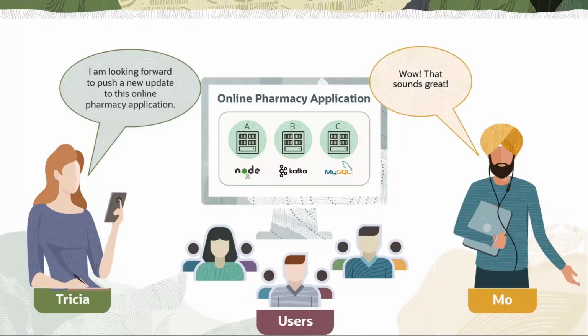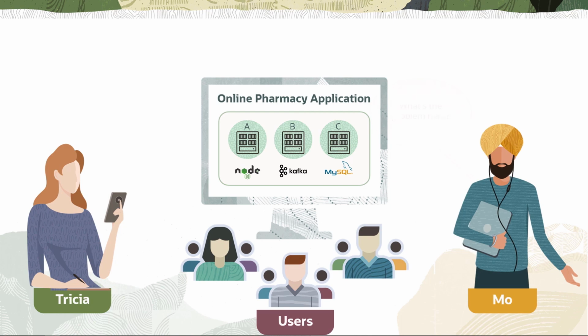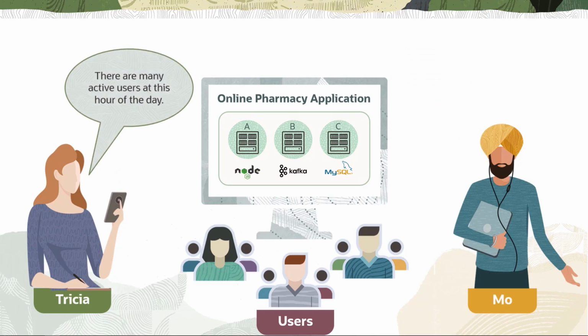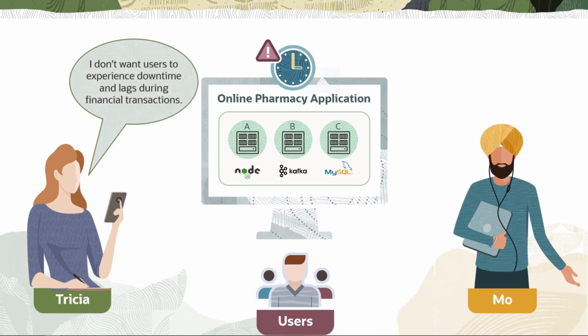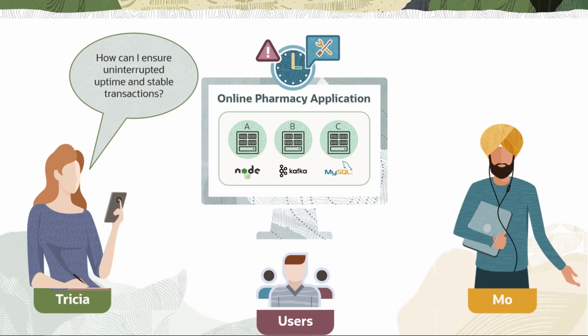Mo, who is the solution architect, is impressed by this feature and asks Prisha what the wait is for. Prisha doesn't really want to wait until midnight when the least number of users are active and then deploy the updated code. She also doesn't want users to experience downtime and lags during the financial transactions. But with such requirements, how can she ensure uninterrupted uptime and stable transactions? Like always, Mo has a solution and tells Prisha about the blue-green deployment strategy.